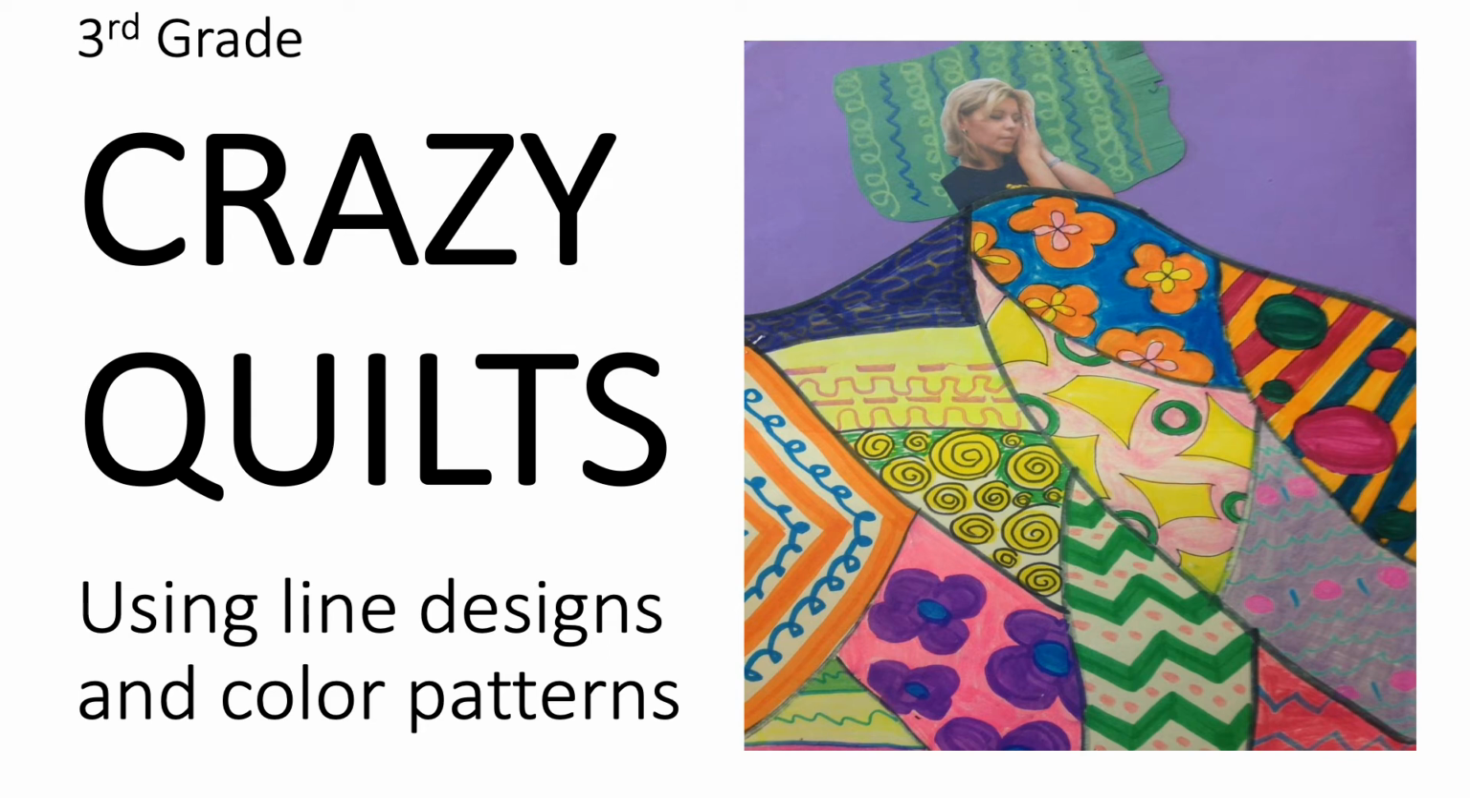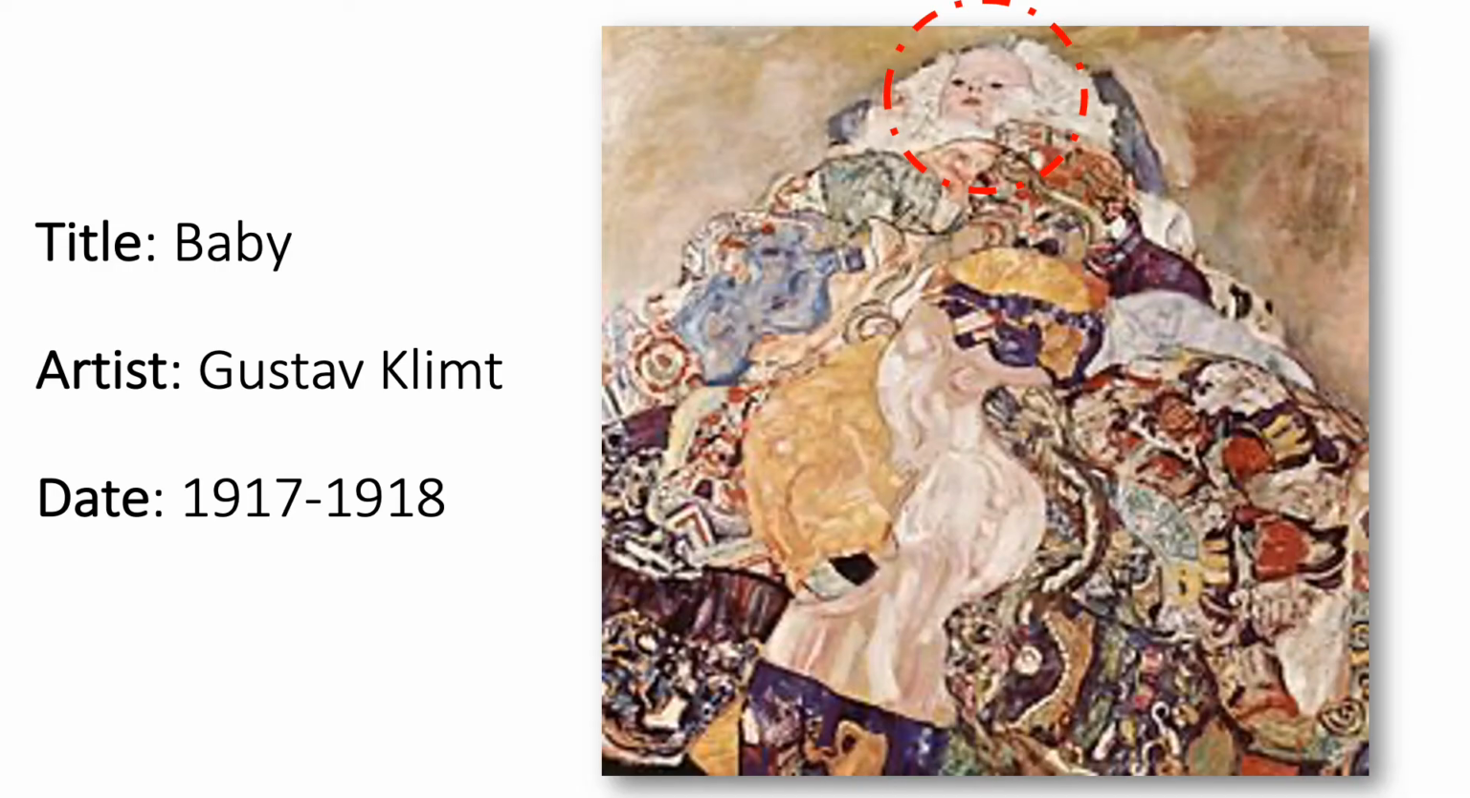Crazy Quilt, using line designs and color patterns. 3rd grade, week number 5. This project is based off of this famous painting called Baby by Gustav Klimt. It was painted between 1917 and 1918. It looks like a mound of cloth, but do you see the baby way at the top?